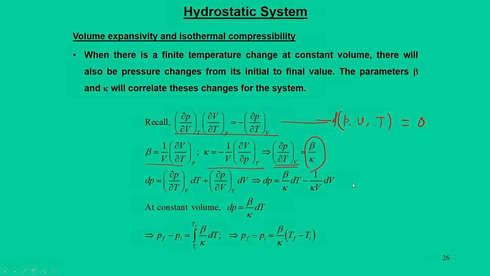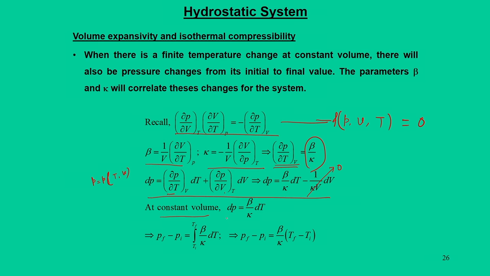Then, when we are going to use it here, we can find this. What does it mean? It means that we again start with another relation where P is a function of temperature and volume. We can write dP by dT at constant volume, then dP by dV at constant temperature, dV, and from this we can say at constant volume, so this term goes to 0.